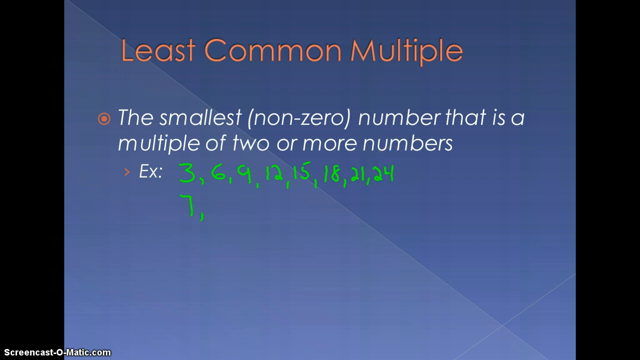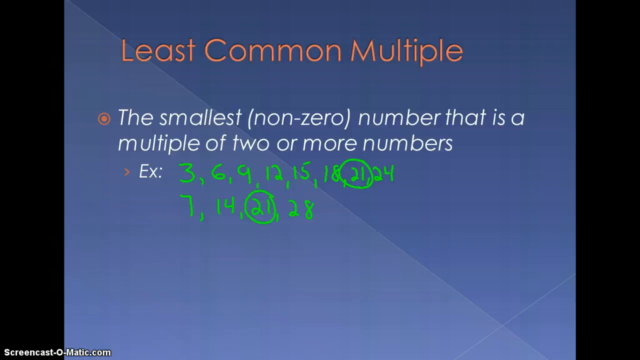If we count by 7s, I go 7, 14, 21, 28. I'm looking here for common things. There's no 7s up top. There's no 14s, but we do have 21. So that is the smallest. That's the least number that is a multiple of 2 or more numbers. It's the least when it's a multiple of both 3 and 7.